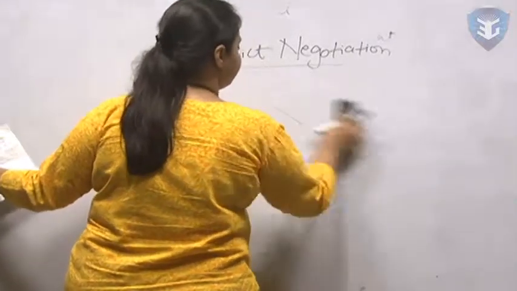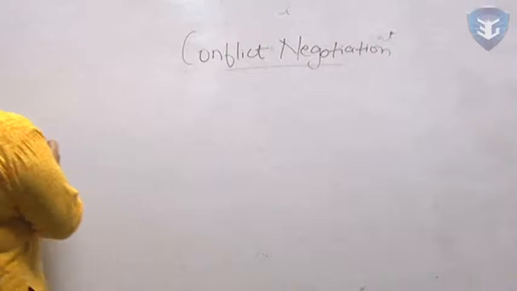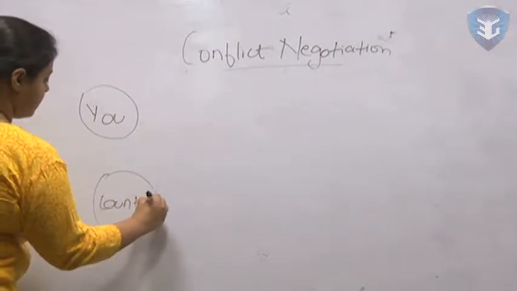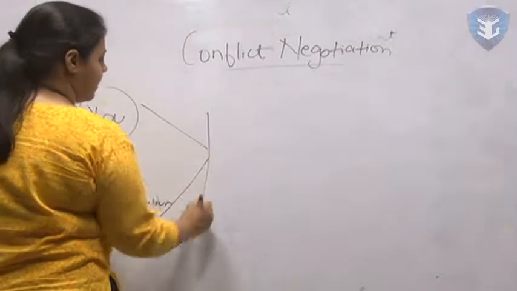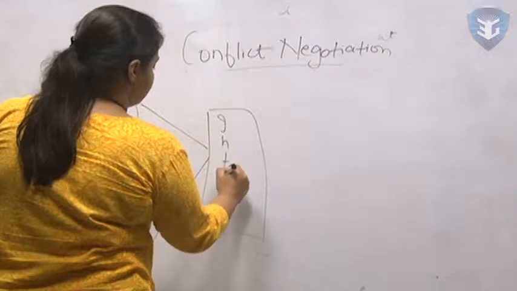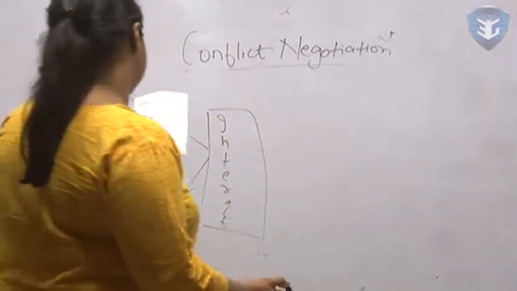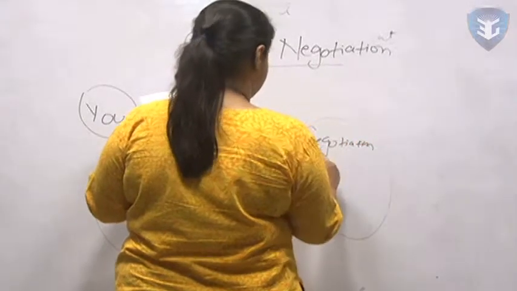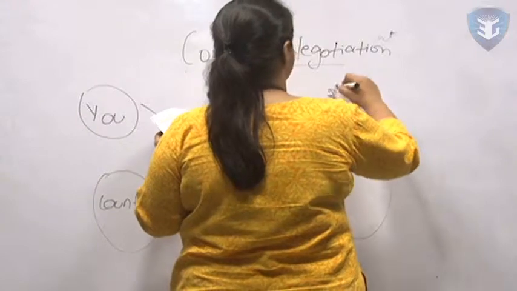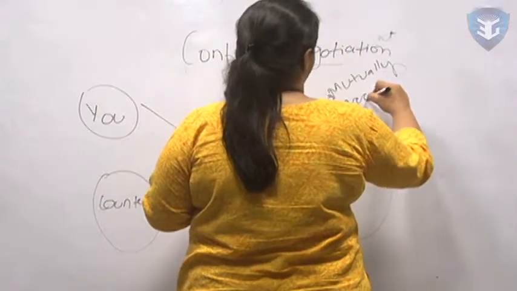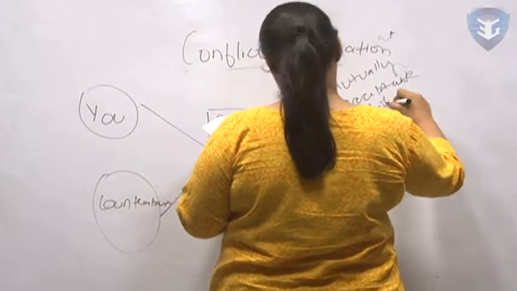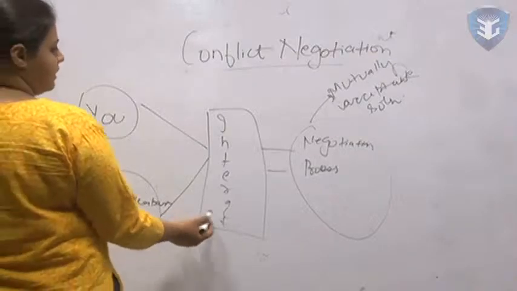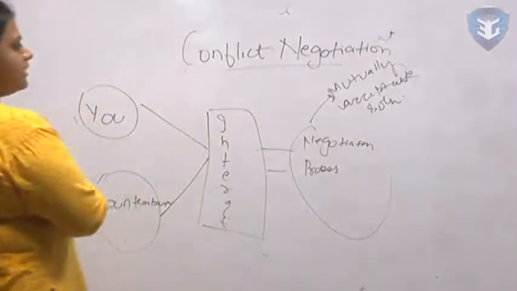So the negotiation process follows certain sequential steps, wherein you and your counterpart are asked to come and interact, so these two parties interact, and then the negotiation process takes place, wherein people come up with a mutually acceptable solution. So this is the entire negotiation process, wherein first both the parties come and interact, and then they negotiate finally to come up with a mutually acceptable solution.